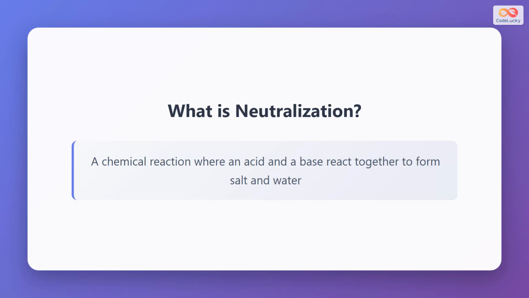Neutralization is a chemical reaction where an acid and a base react together to form salt and water. When these two opposing substances combine, they neutralize each other's properties. The acidic nature of the acid and the basic nature of the base cancel out, producing new substances that are neither strongly acidic nor strongly basic.